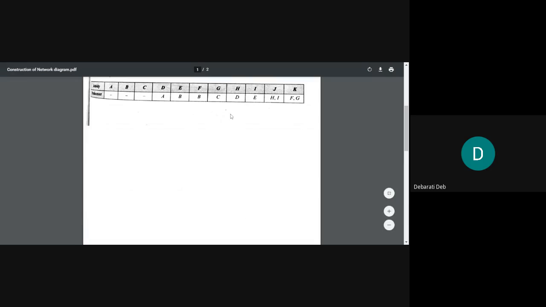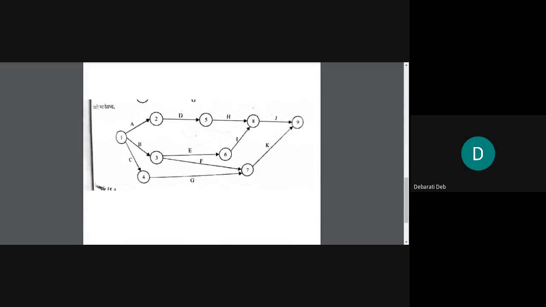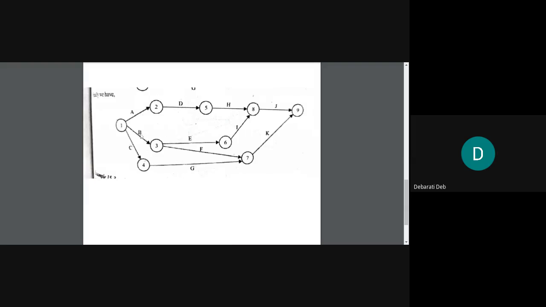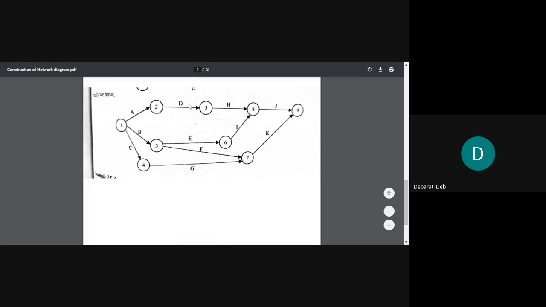Next is H. H's predecessor is D. Okay, so from D, H will come. H will start from the point where D has ended. Where was D? D was from A, right? D was after A. So after D, H will start. This is given in the question.